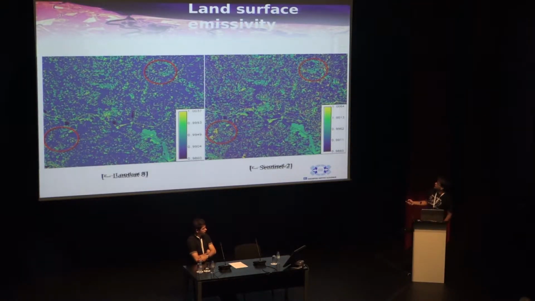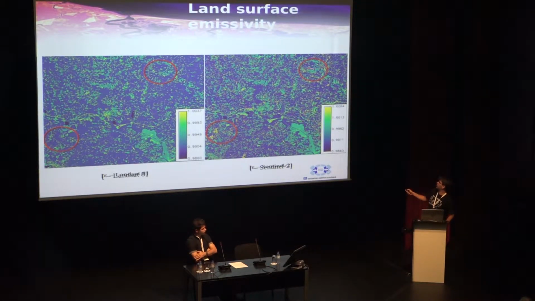So these are the reclassified values from the NDVIs to the emissions. If we see, there are quite differences. This is the Landsat 8, and this is the Sentinel-2. For example, in some parts, like those under the circles, we see that there is a big loss of data in the Landsat 8 derived emission. This is, of course, prone to the different resolutions.